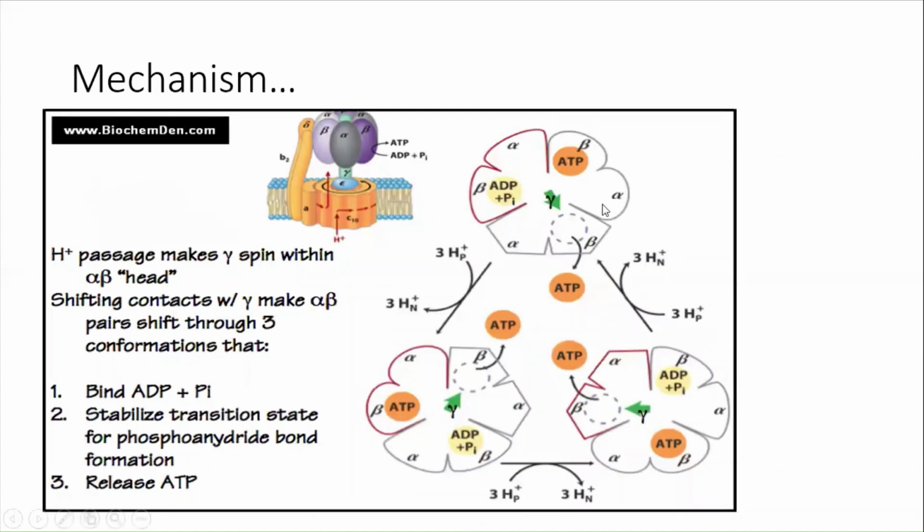So already said that H plus is resulting in the gamma to rotate within the alpha beta head. Okay, this is the same figure. Now let's talk about the three conformations. So first क्या हो रहा है आपका? Can you see ये आपका empty है, यहाँ पे आपका ADP है, यहाँ पे आपका ATP है. Okay, take any scenario. So let's talk about this. So यहाँ पे क्या हुआ? आपका H plus आया, ठीक है? There was a rotation. That rotation resulted in the release of this ATP and binding of ADP here and formation of new ATP here. Again, what you see?